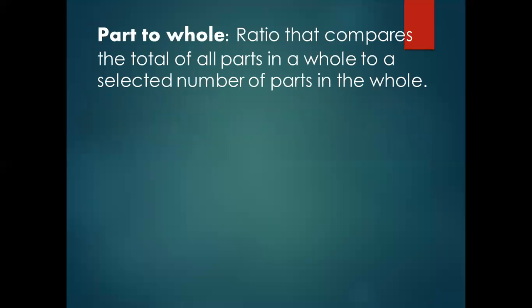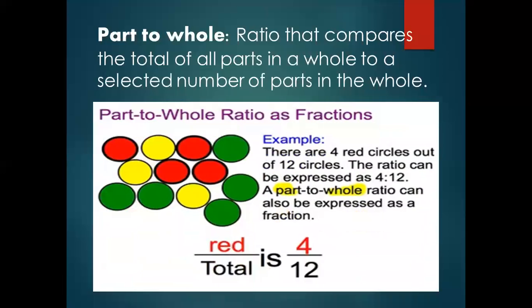But in part-to-whole comparison, a ratio that compares the total of all parts in a whole to a selected number of parts in the whole, this type of ratio will be part-to-whole ratio. Let's understand with an example. Suppose in this example, as you can see, we have a total of 12 circles, in which 4 are red, 3 are yellow, while the number of green circles is 5.